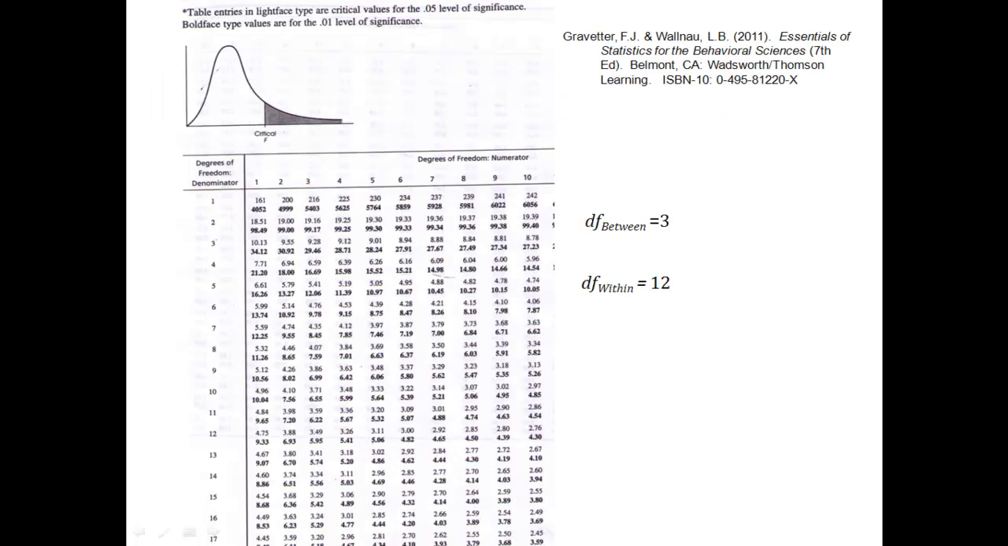So here's our F table, and we know the degrees of freedom between and the degrees of freedom within. That puts us in that column and row for this table, and we can follow those two together, and we come on an F critical value of 3.49. So now we can compare our F calculated value to our F critical value.